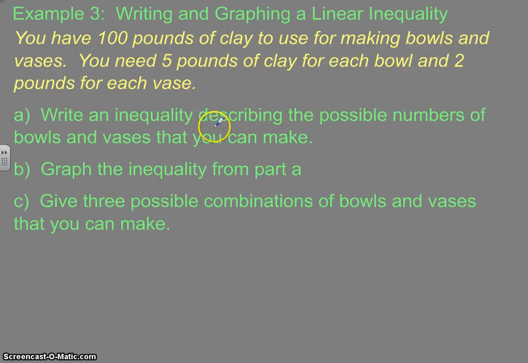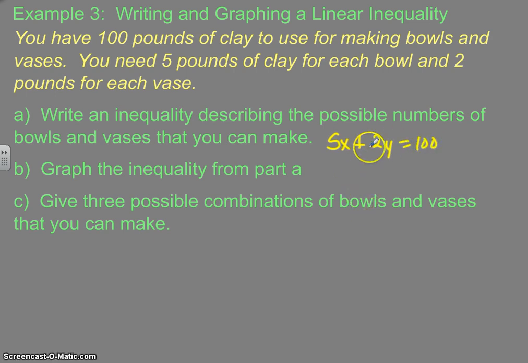Okay, let's write an equation. You have 100 pounds of clay to use for making bowls and vases. You need 5 pounds of clay for each bowl and 2 pounds for each vase. Write an inequality describing the possible numbers of bowls and vases you can make. Let's call bowls x and vases y. So 5x plus 2y should equal 100 pounds.